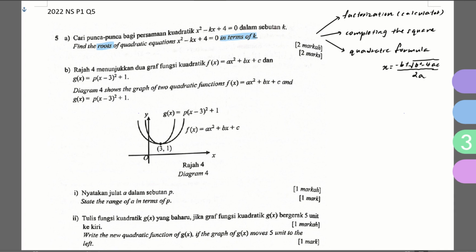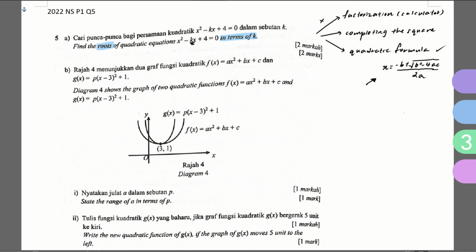So we couldn't use factorization because one of the values is an unknown, and comparing completing the square and quadratic formula, I will use the formula because we can just extract the values of a, b, and c regardless if it's an unknown or a value. We can just sub it in to get the value of x.